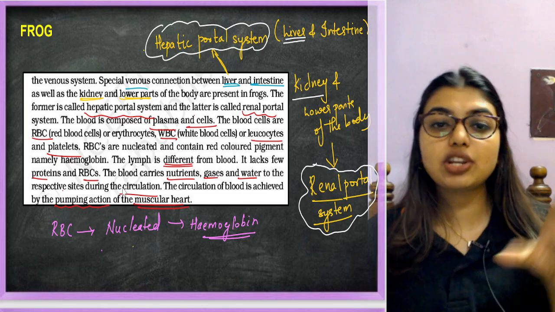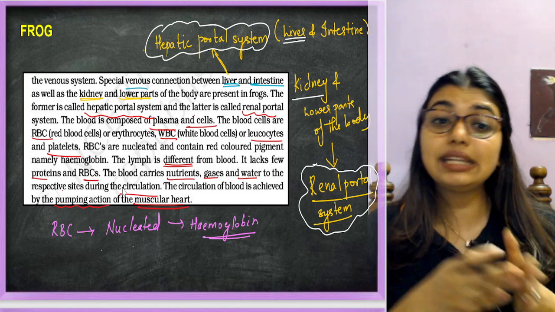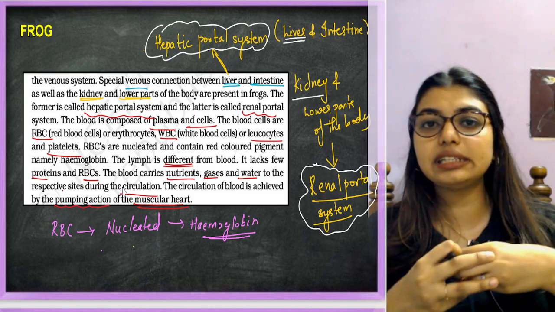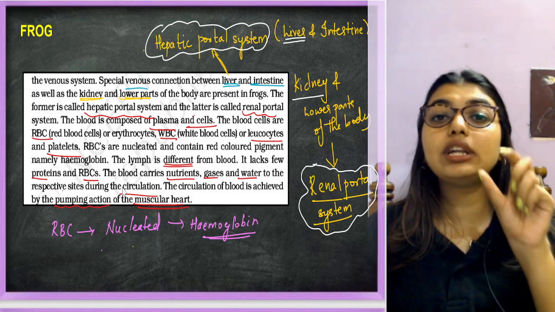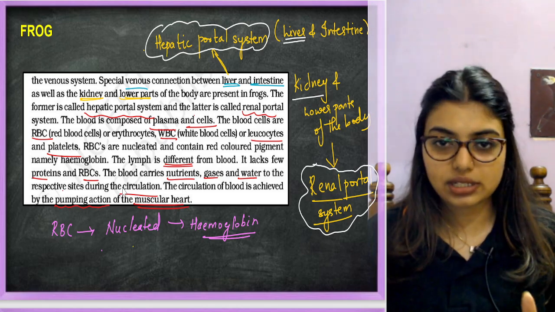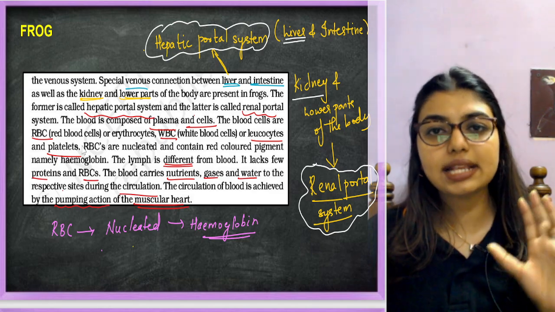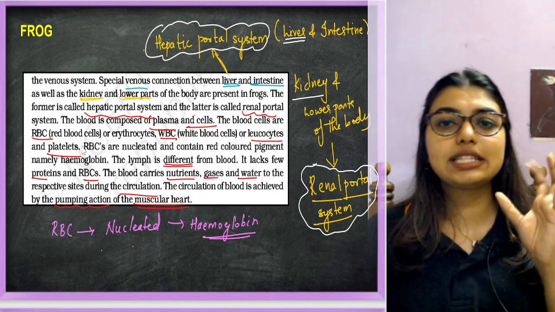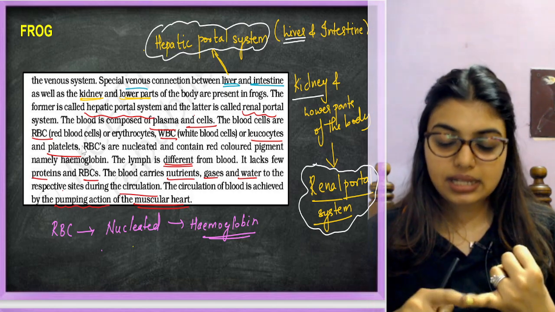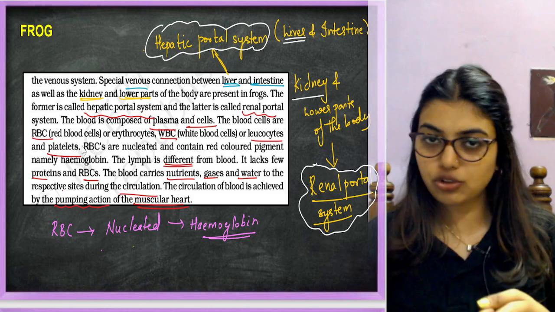Okay, now the special venous systems are one between the liver and the intestine, and one between the kidney and the lower parts of the body. Because it is the liver, we call it the hepatic portal system. And if it is the kidney, we will call it the renal portal system. Okay, this is clear. Now they're telling what all this blood has. Blood has the same things that we have. That is, they have plasma, they have cells, blood corpuscles. So that is RBC, WBC, platelets, or we say erythrocytes, leukocytes, and thrombocytes.